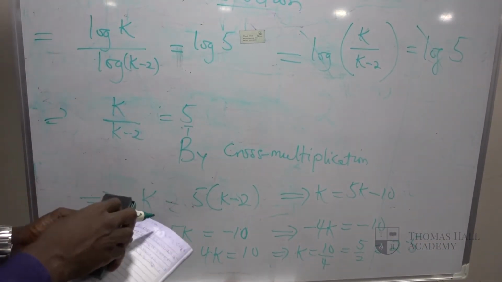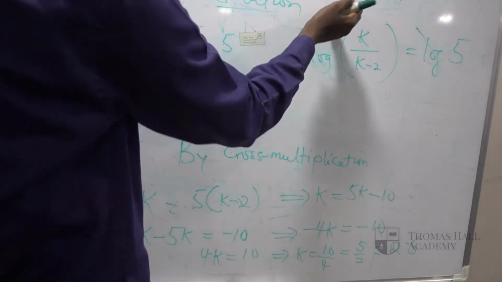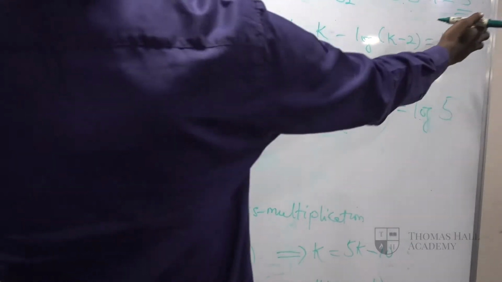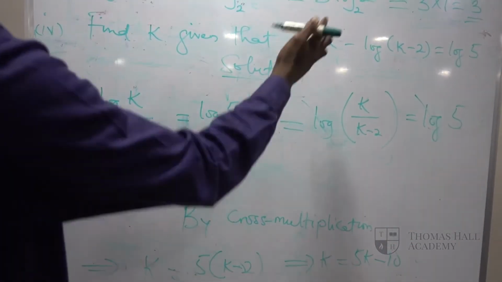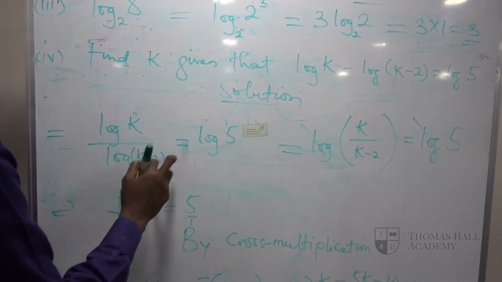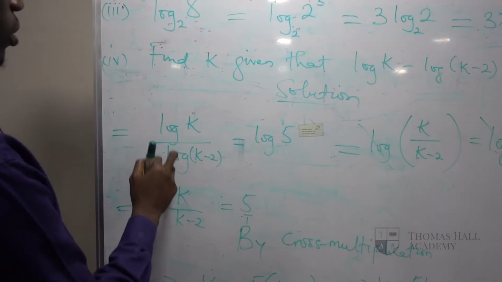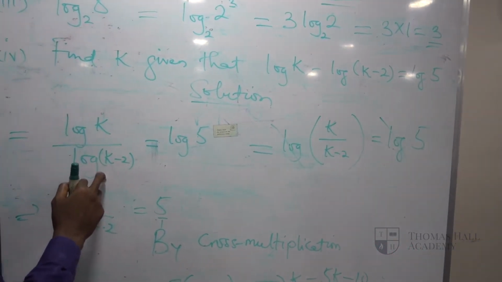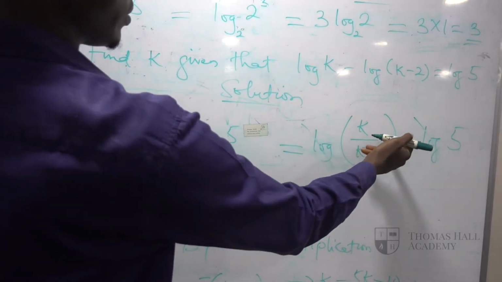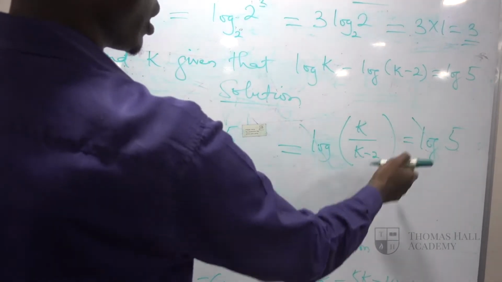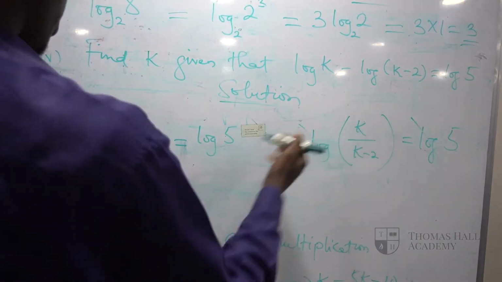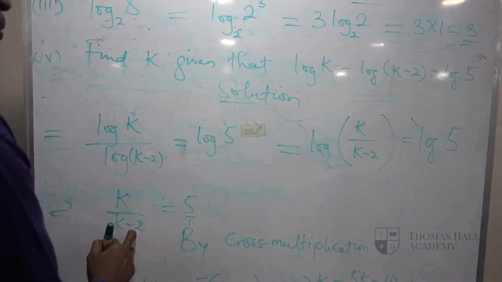Don't forget, we have the negative sign here. It means we are going to divide these two logarithms equals to this other logarithm on the other side. So log k divided by, because of this minus sign, log k minus 2 equals log 5. These two logs have the same thing in common, which is log. We're factorizing: log bracket open k divided by k minus 2 bracket close equals log 5. Log cancels log on the other side. So we are left with k over k minus 2 equals 5.